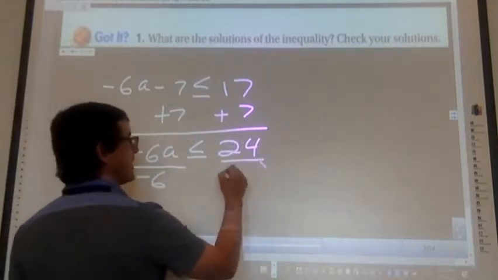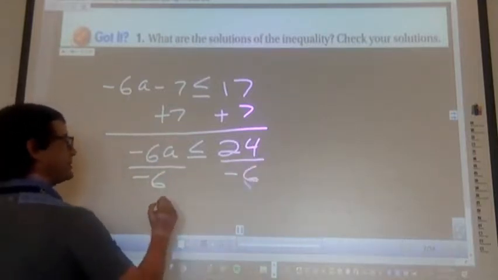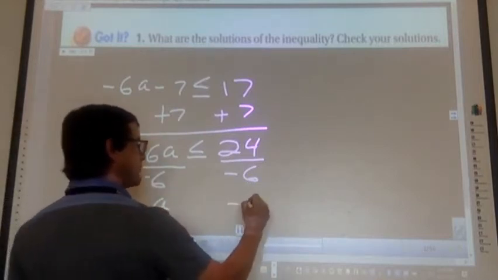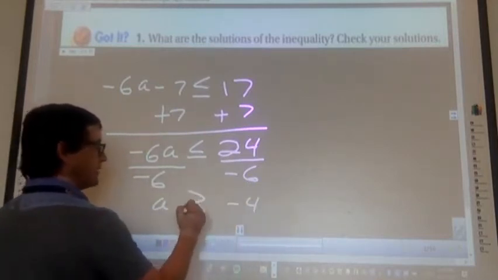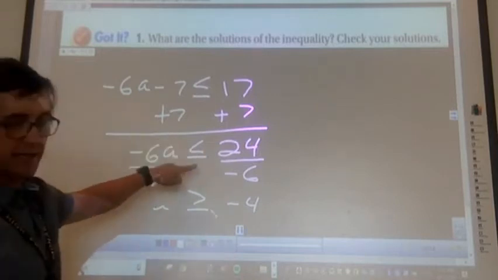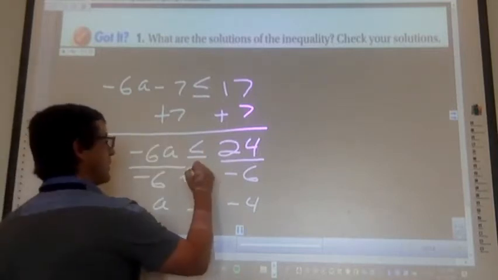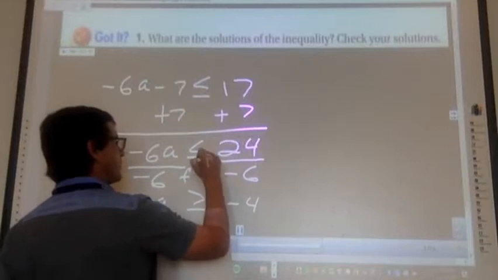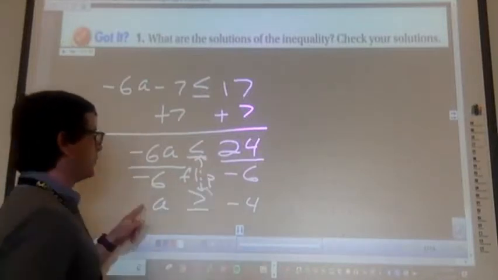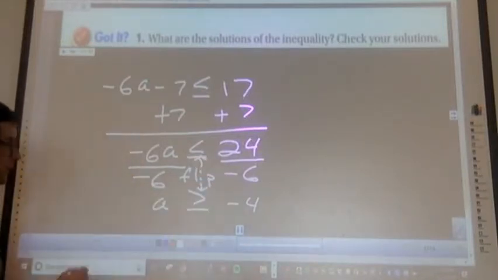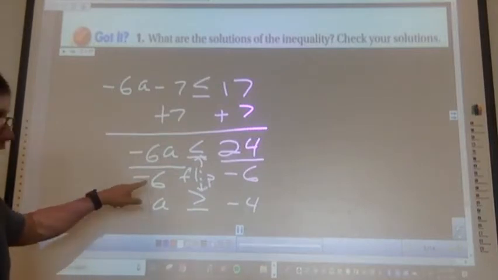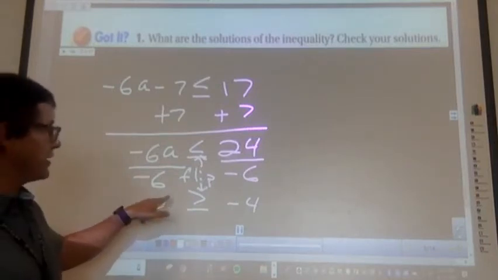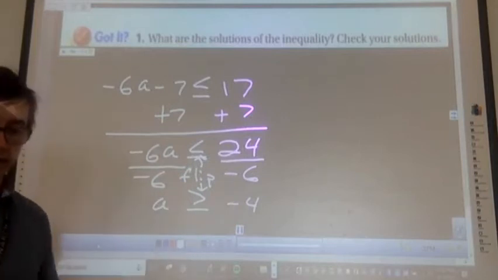And when you divide by negative, what do you have to do, Anna? Switch it. Good. So it goes from less than to greater than, right? Just remember to flip because we divided by a negative number. When you multiply or divide by a negative, flip the inequality. So you get a is greater than or equal to negative 4.